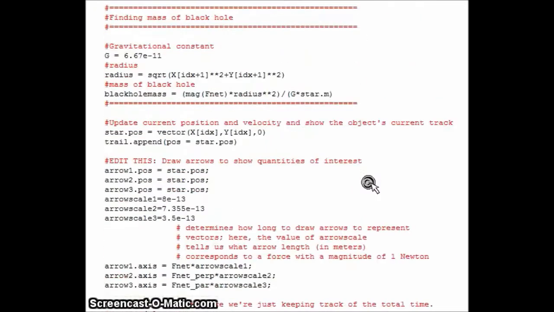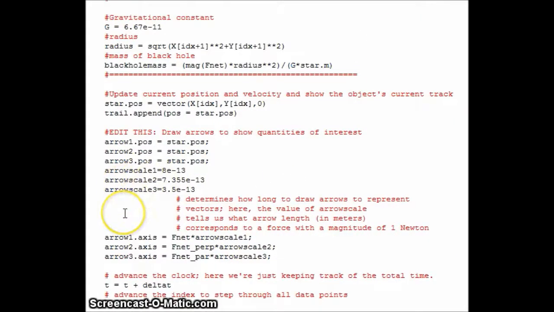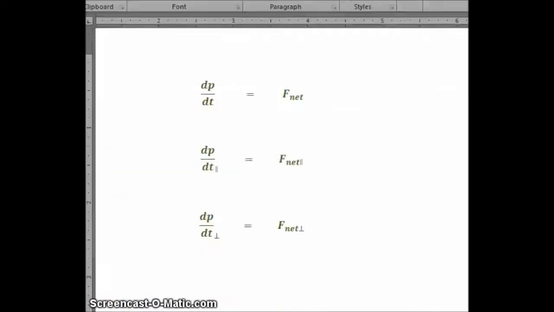Down below, the arrow scales were adjusted to ensure that the lengths of the arrows, which represent the magnitudes of the forces, were proportional. As I said before, these items are equal to each other. This is only partially true. The magnitudes of these things are equal.